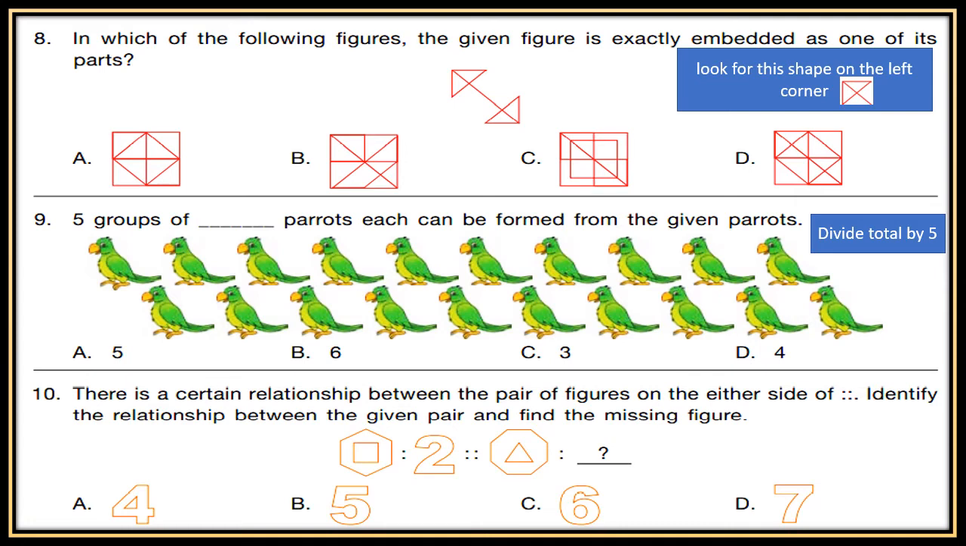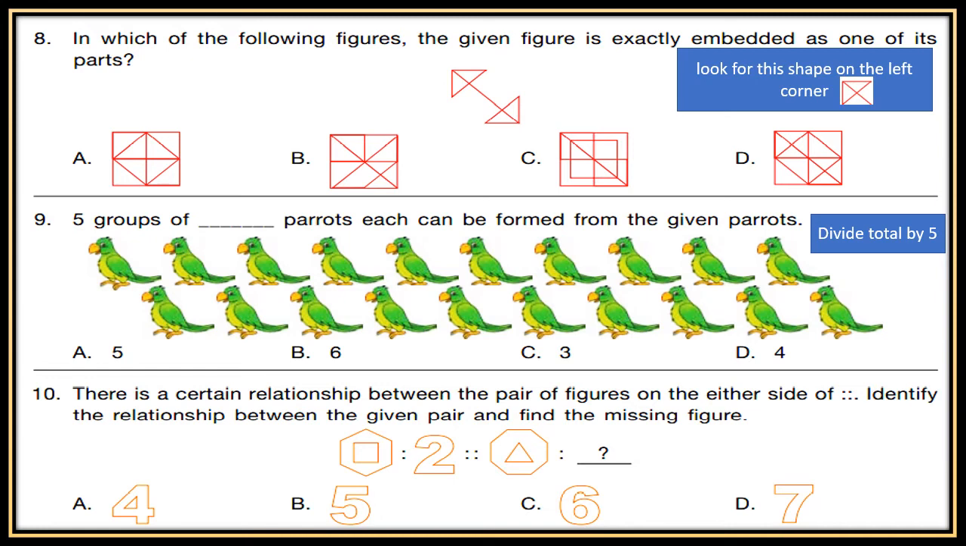Question number 9. Five group of dash parrots each can be formed from the given parrots. Now count the total number of parrots. You have to form a group of 5 parrots. So count the total number of parrots and divide it by 5. So you will get the answer how many pairs will be formed.